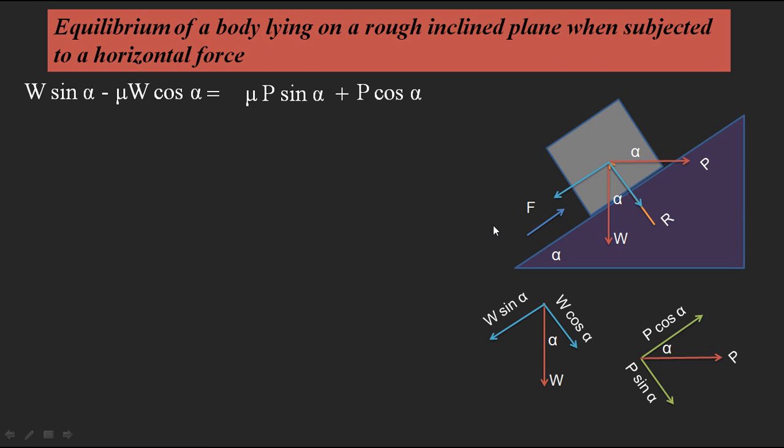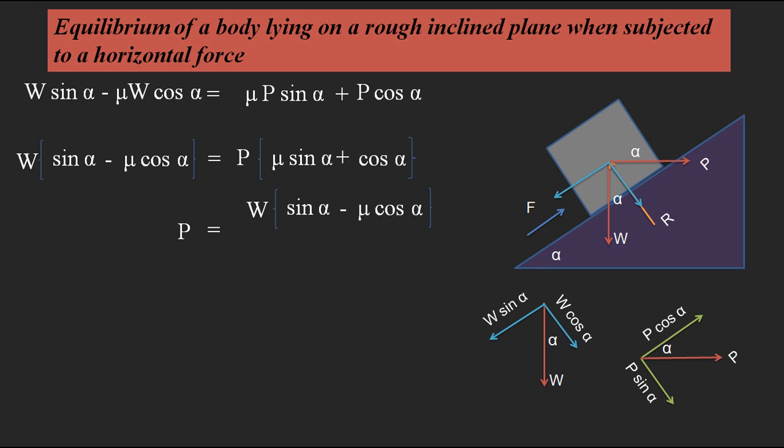Okay, so in this equation try to take W common: sin alpha minus mu cos alpha is equal to, again in this equation take P as common, so P of (mu sin alpha plus cos alpha). Okay, so now try to write it as P is equal to W into (sin alpha minus mu cos alpha) divided by (mu sin alpha plus cos alpha).